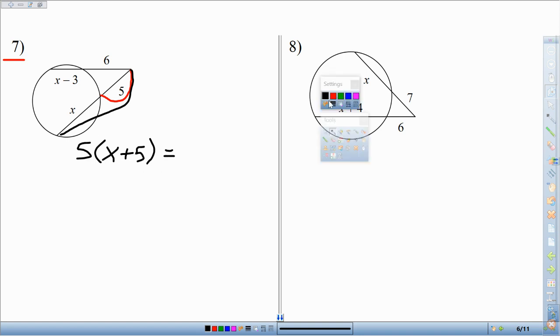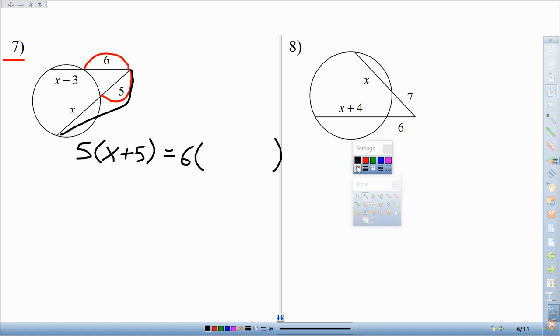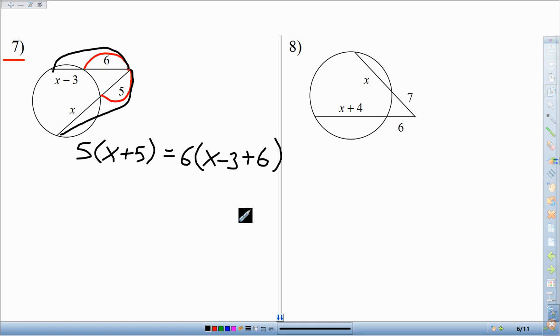Right? And then setting that equal to doing the same thing on the other side, taking the outer segment, 6, and multiplying it times the entire thing. Be really careful. It would be tempting just to put an x minus 3 in here. Okay, but that is not the entire line. The entire line is an x minus 3 plus a 6. Okay, once you get this set up, you can go from here.